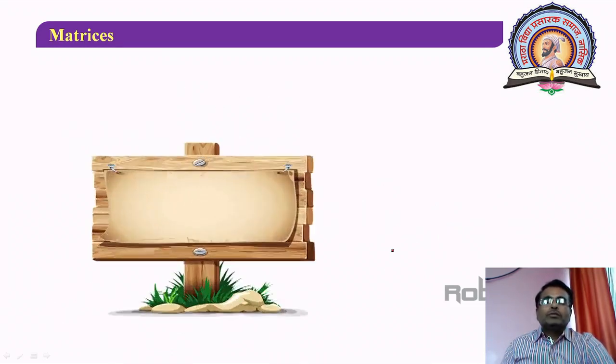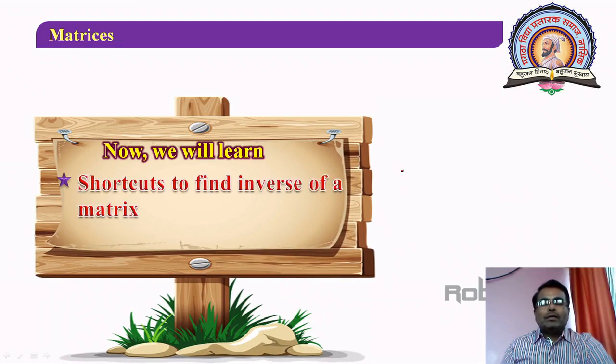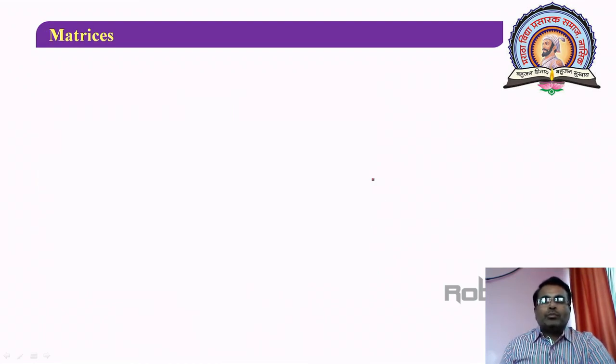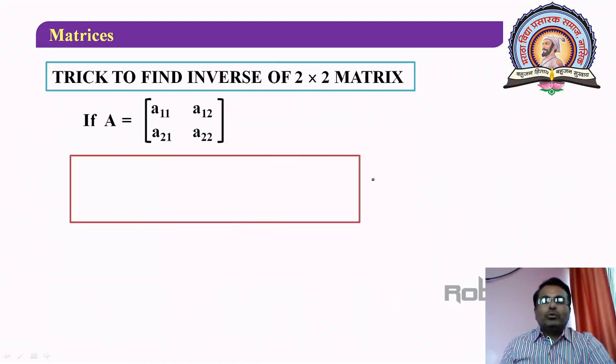So now we're going to consider some short tricks to find the inverse of 2 by 2 and 3 by 3 matrices. So, shortcuts to find the inverse of matrices. If you consider the trick to find the inverse of a 2 by 2 matrix, then we can consider if A is equal to the matrix A11, A12, A21, A22, then its inverse is obtained by 1 upon determinant A.